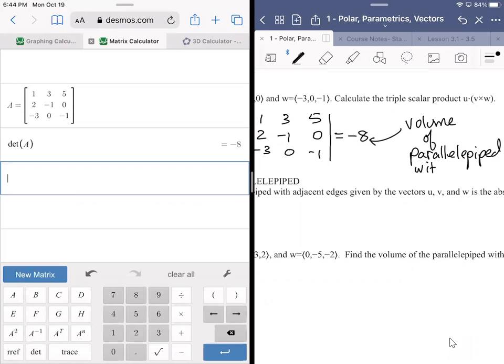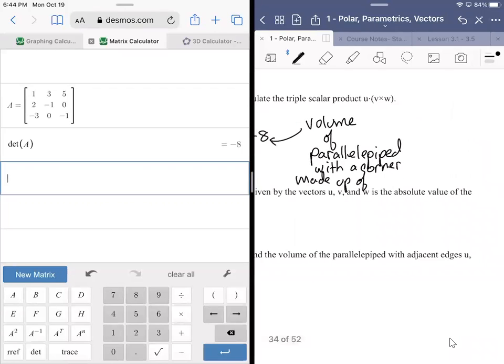with a corner made up of adjacent vectors U, V, and W.